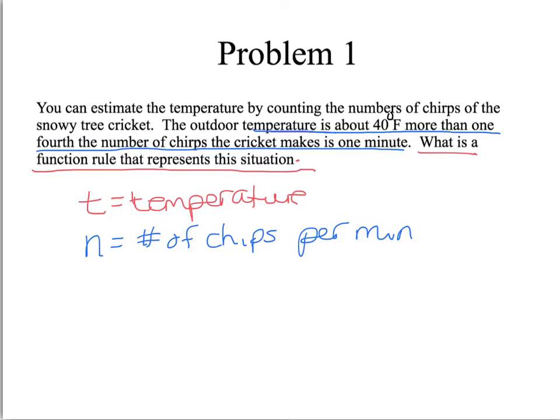It says the outdoor temperature is. That's what you're always looking for. Is means equals. So we have temperature equals about 40 degrees more than, so 40 plus 1/4 the number of chirps the cricket makes in 1 minute. Well, if N represents the number of chirps the cricket makes per minute, then we have 1/4 N. So the temperature equals 40 plus 1/4 N. Then if you wanted to figure out a specific temperature, you could plug in any value you wanted for N, like 5 minutes, 10 minutes, and that would tell you what the temperature was.